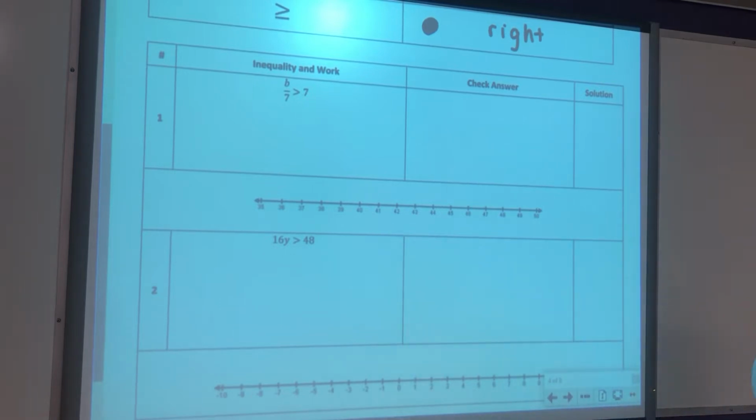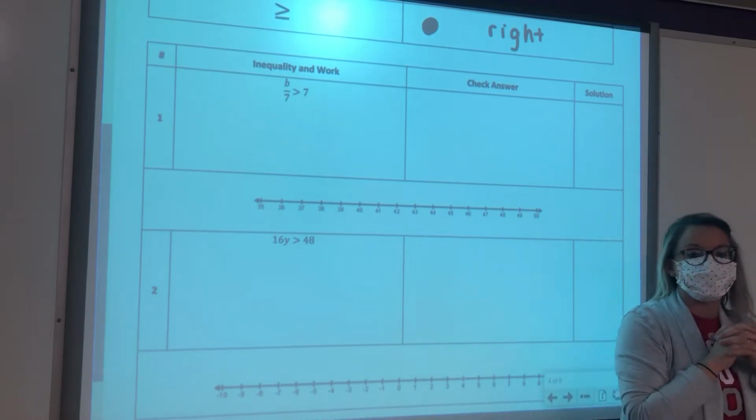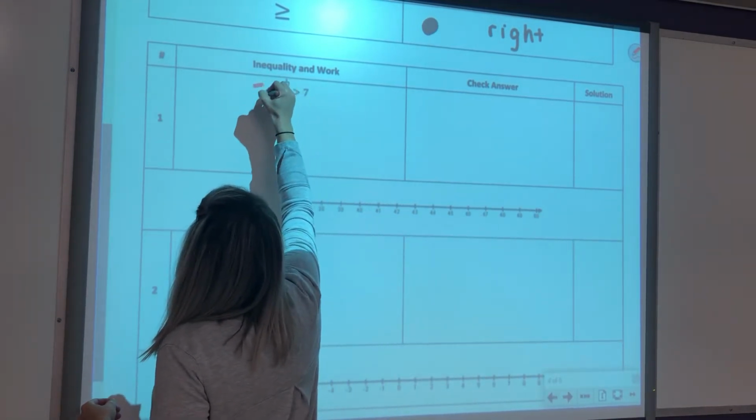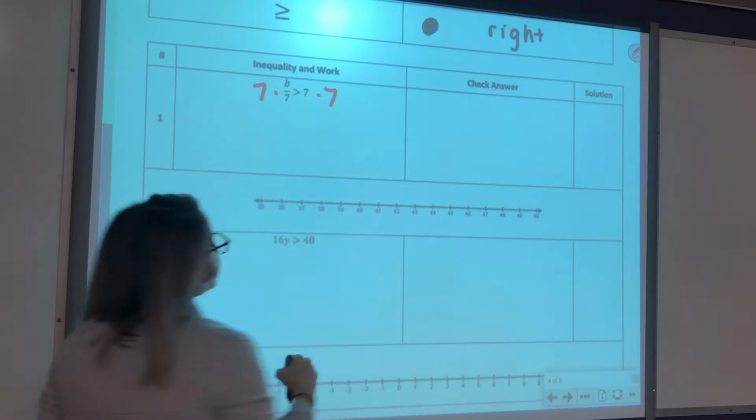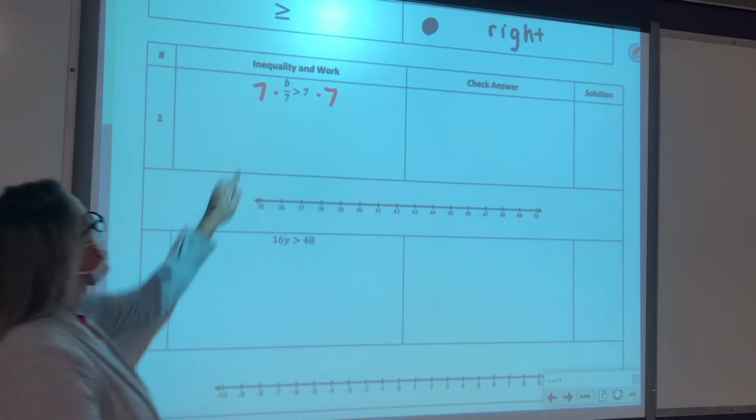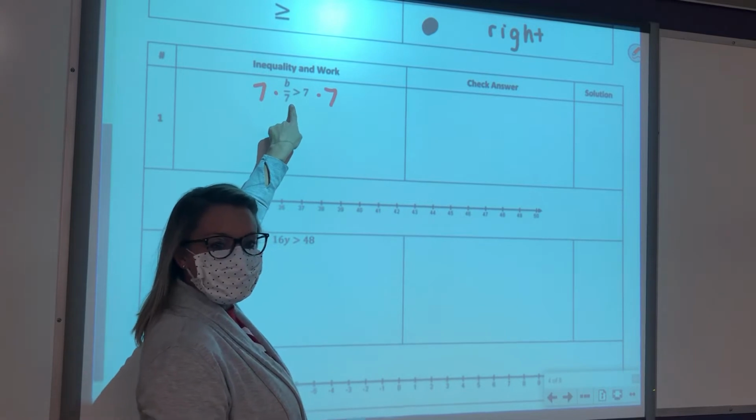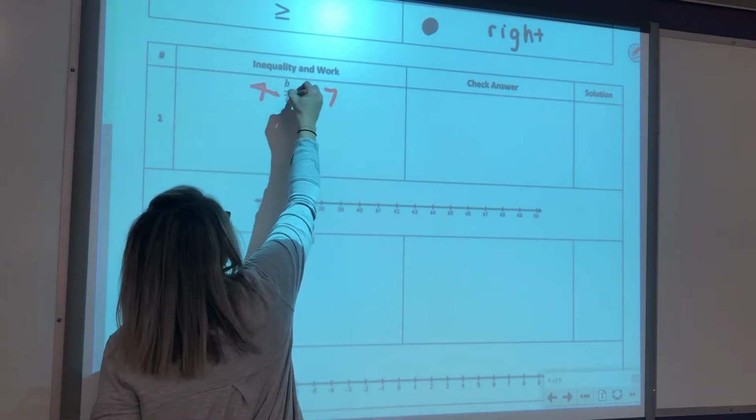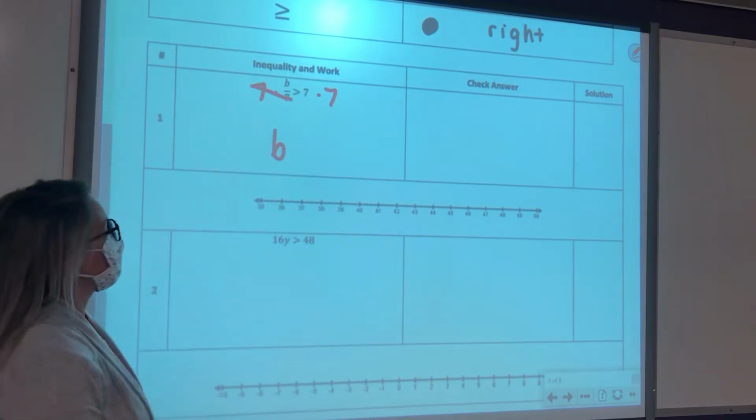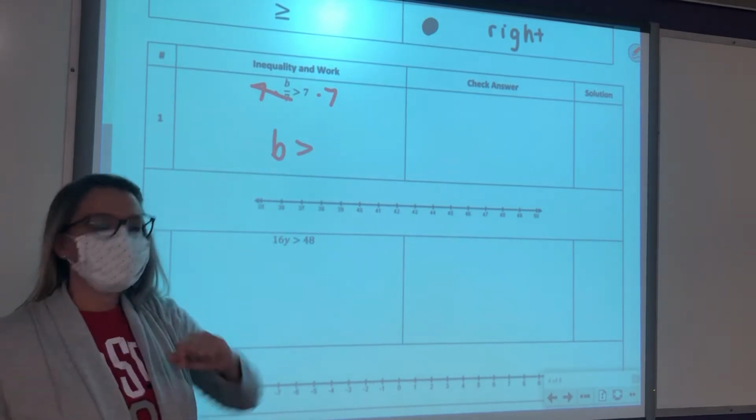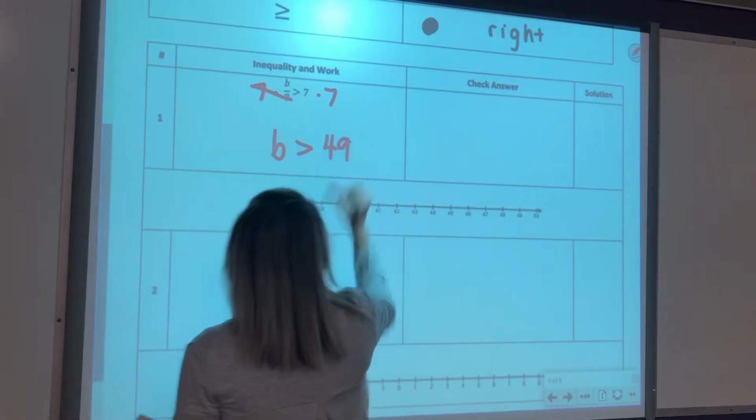Okay, so b is being divided by 7. What's the opposite of dividing by 7? Multiplying. So I'm going to multiply the left side by 7, and I'm going to multiply my right side by 7. Multiply by 7, divide by 7, those are inverse. So what do we do with that? They cancel each other out, and we bring down our b and our inequality symbol. 7 times 7? 49.